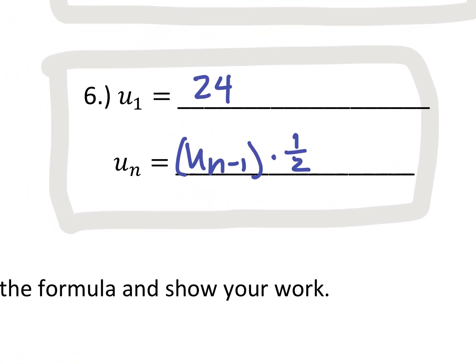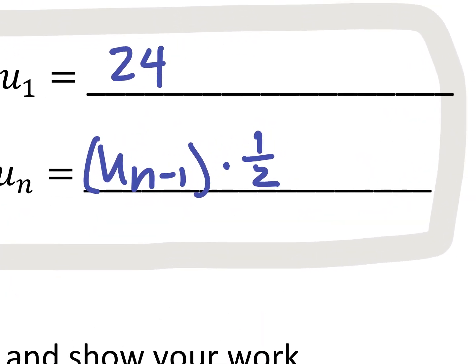On to number 6. On this one, it's got the U sub n minus 1 again, but it's got a times 1/2. There will be a few kids that said divide by 2. That's going to get marked wrong on the test because you're only allowed to multiply. So if you were wanting to divide by 2, that's the same as timesing by 1/2. I'll give you another one.